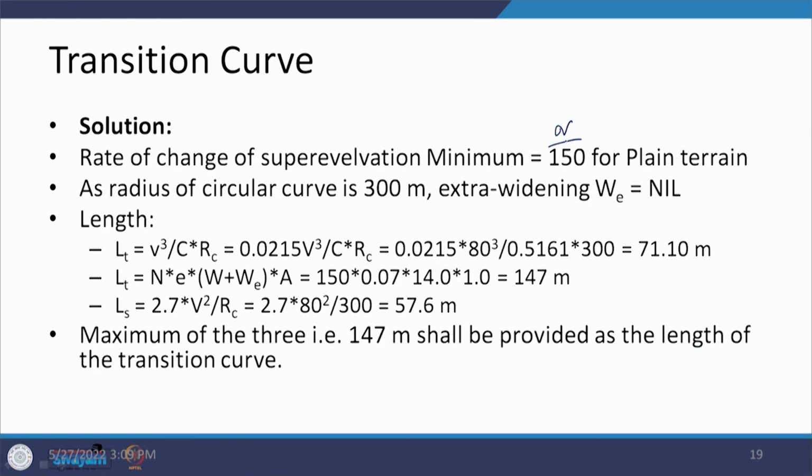Capital N for the plane terrain at the minimum level we have to take as 150. We are assuming that for this 300 meter condition on this multi-lane system, the extra widening is going to be roughly nil. If we go with this, then what we get for the 3 cases is 71.10 meters, 147 meters and 57.6 meters. These are the 3 values which we get. The maximum is 147, which is provided as the length of the transition curve, and it satisfies all 3 cases.